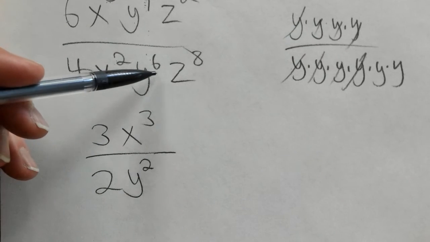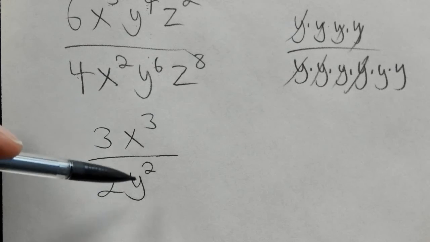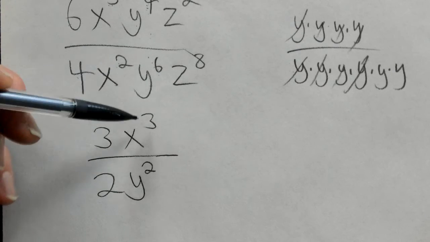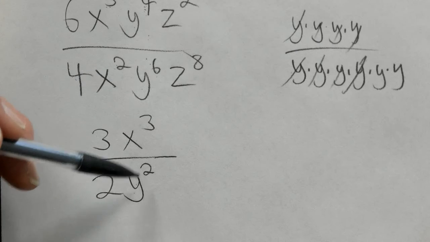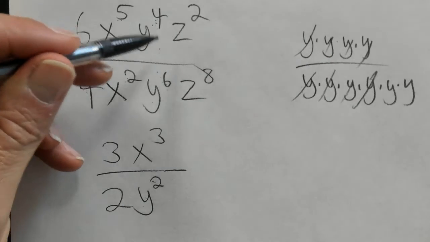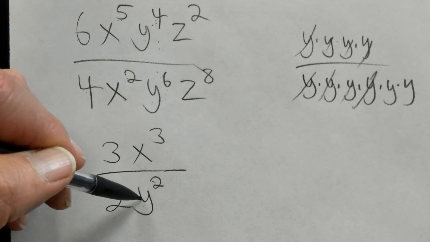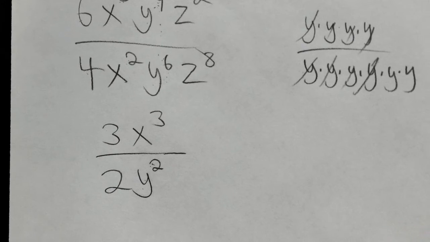So anytime you subtract and get a negative number, that means that you're going to end up with that variable in the bottom of the fraction with this exponent. Okay, so with that number. Since 4 minus 6 is negative 2, the negative tells you it's going to be on the bottom of the fraction, and then you just keep the exponent of 2.